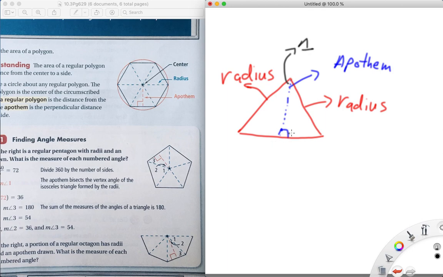Then we have angle 2. And angle 2 is half of angle 1. It's going to cut this angle in half. Where the apothem cuts, angle 1 is going to be cut in half. So in the case of angle 2, we're going to say that angle 2 is going to be half of that. Then we have angle 3, and this over here would be angle 3. So let's first start off with angle 1.